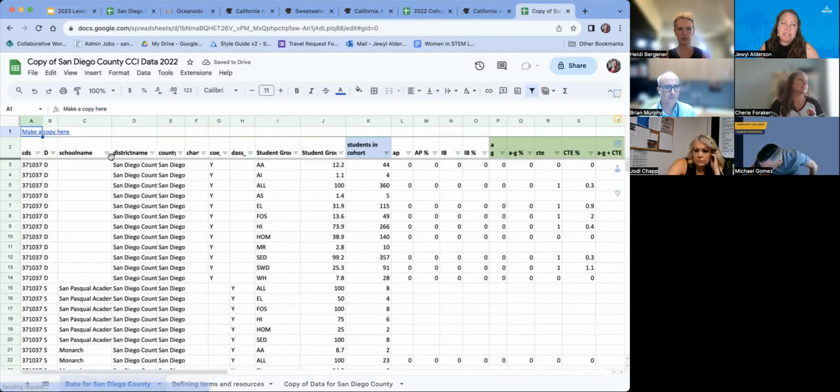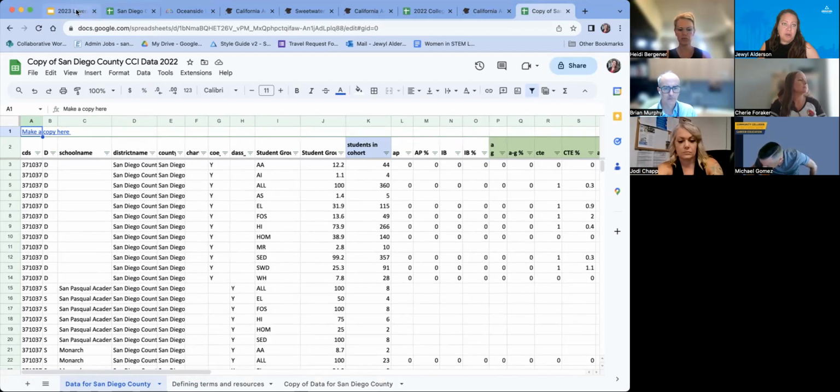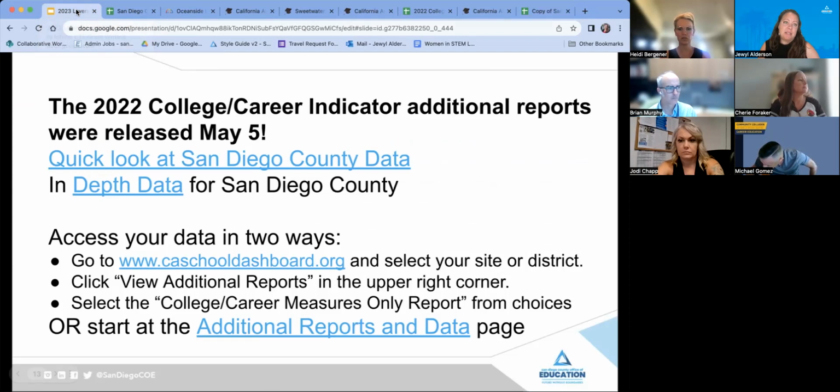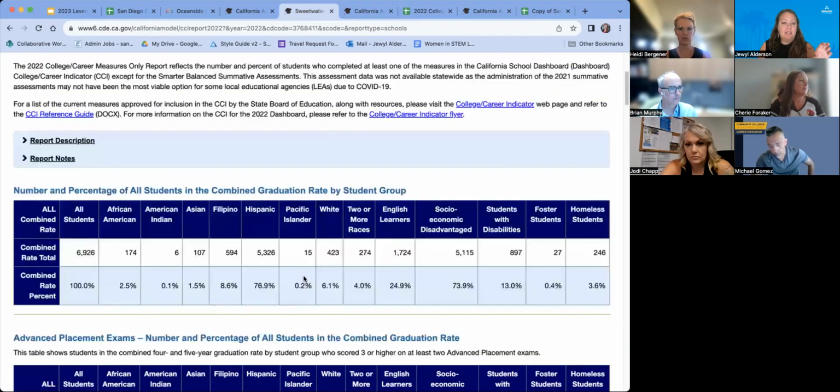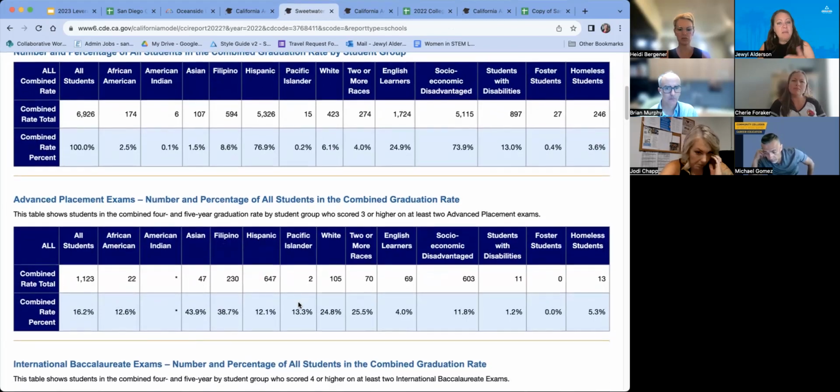And that makes it a little bit easier for you to be able to access this, share it around your district, and utilize this data as you are applying for grants. All right, is everyone able to access that now? This is nice. There are 2 different ways then that you can access this data: through the back end of the College and Career Indicator additional reports. That's kind of nice, right? I think that this can be a lot easier way to see it for a lot of people.